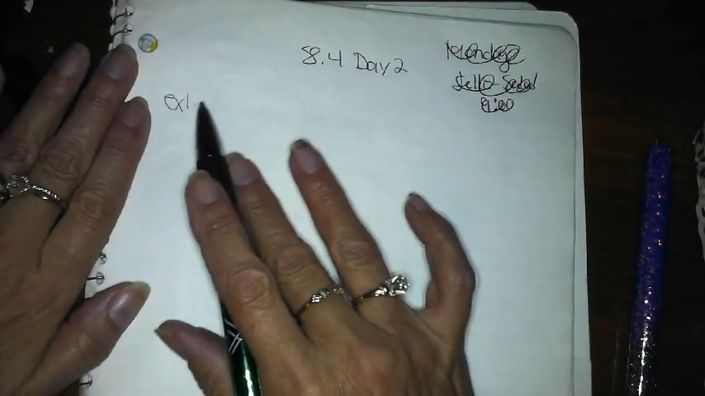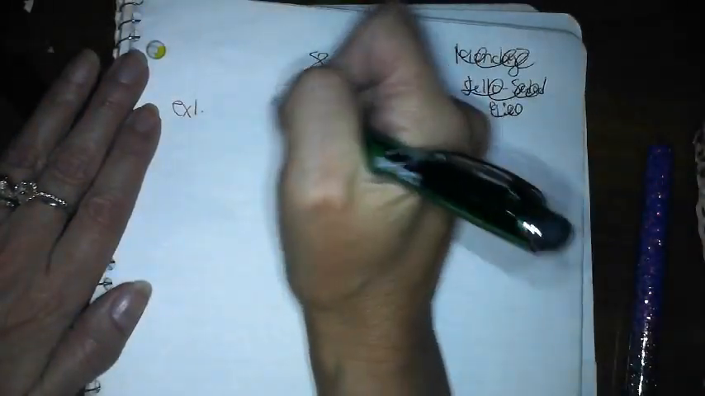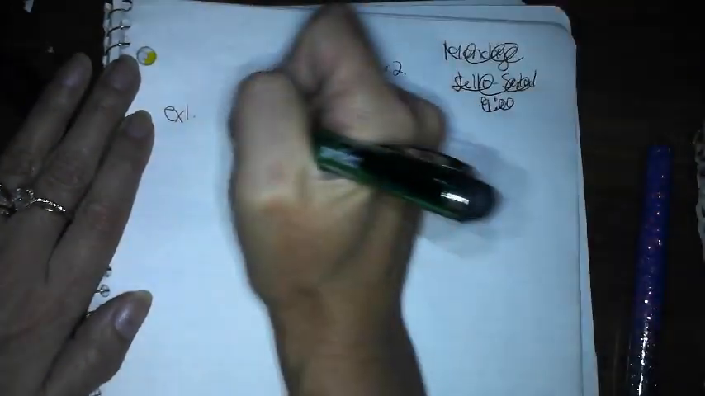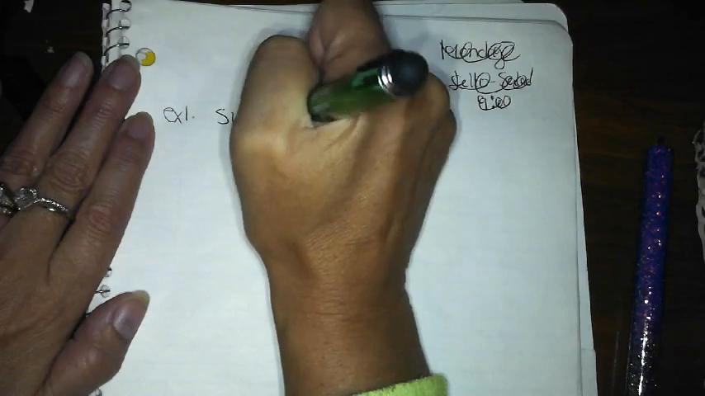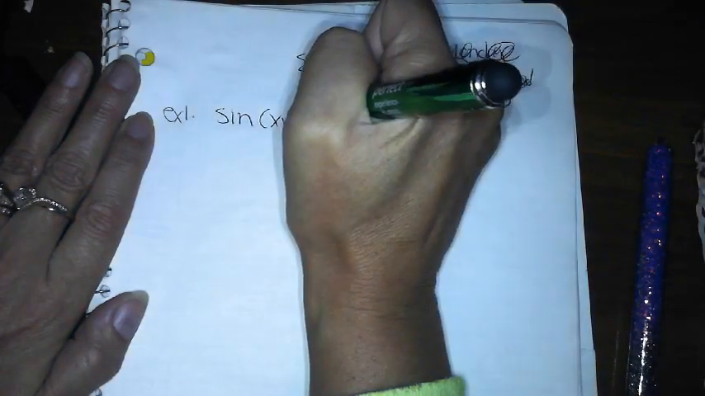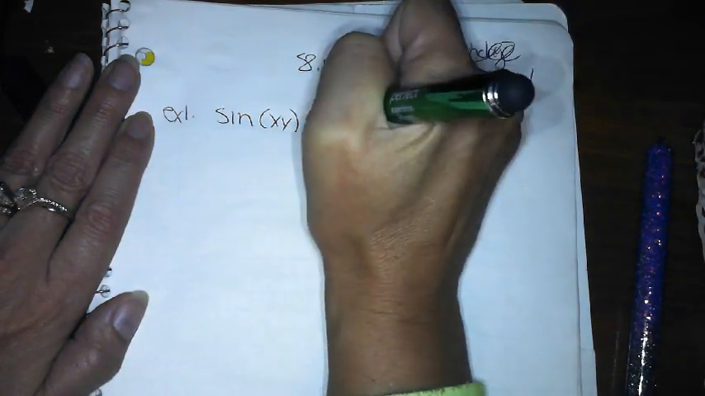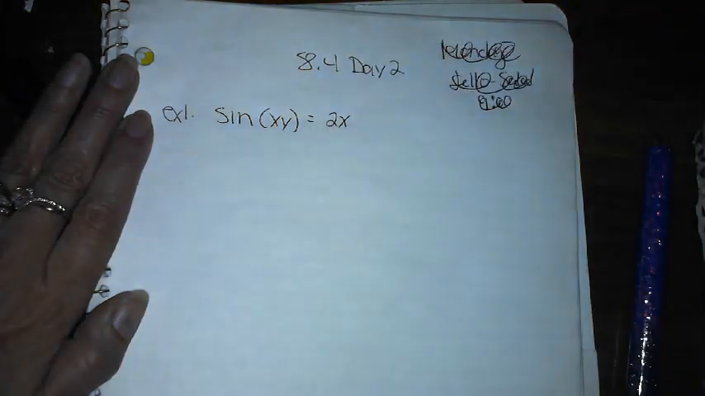All right, 8-4, day 2, example 1. Just doing examples, they get a little bit more involved today, so you'll get good at algebra. And we're going to throw some trig at you. So we'll start out. Sine of xy equals 2x. Looks harmless enough.